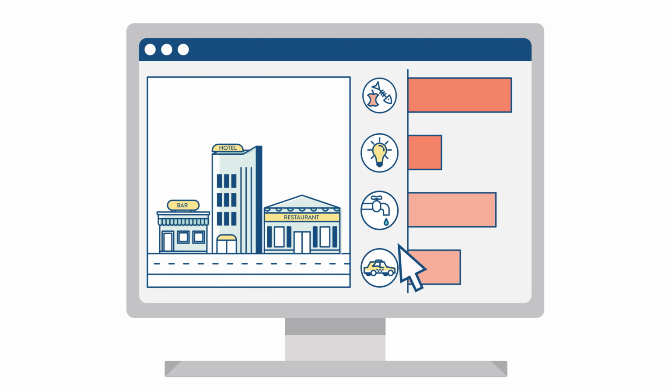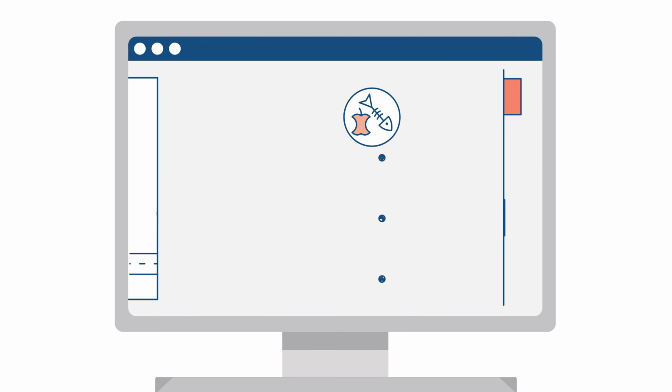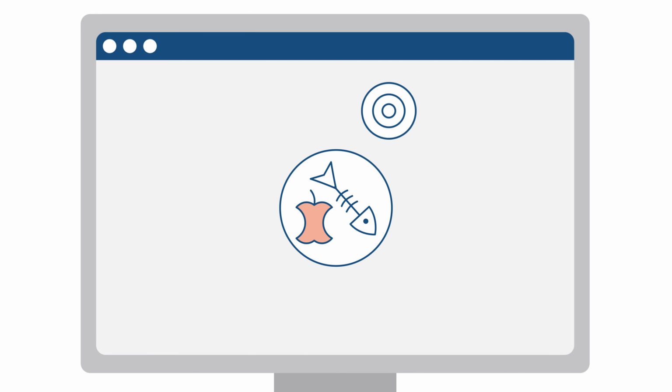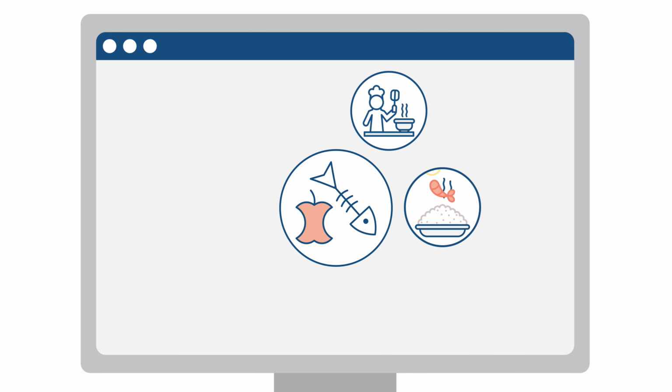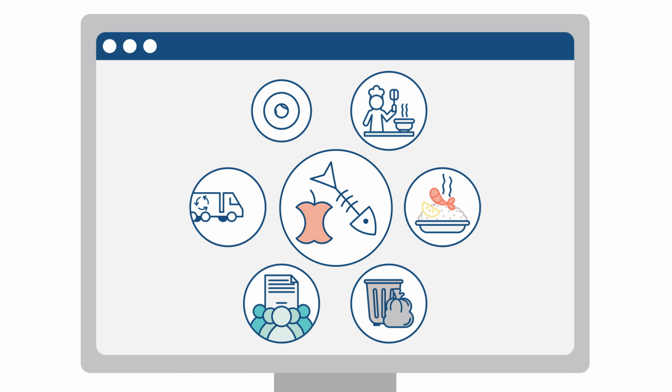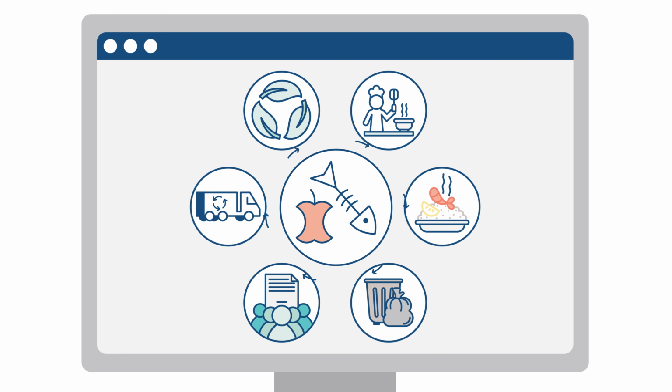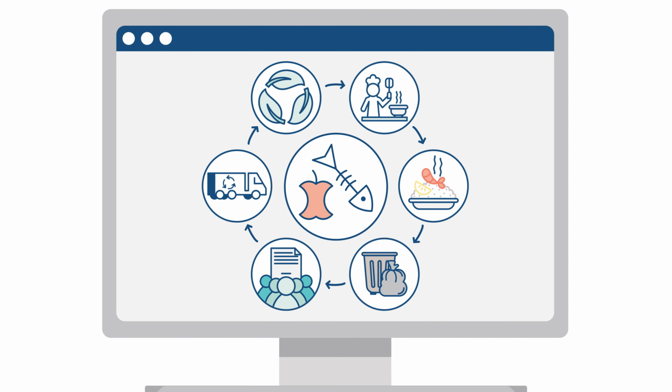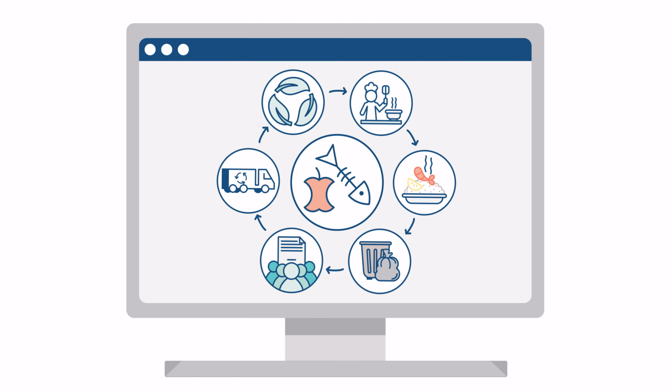For example, if the destination's greenhouse gas inventory shows that food waste is one of the biggest contributors, it will require businesses who purchase, store, prepare and serve food, as well as the public sector, who is likely responsible for how waste is collected and processed, to collaborate to identify and execute effective solutions.